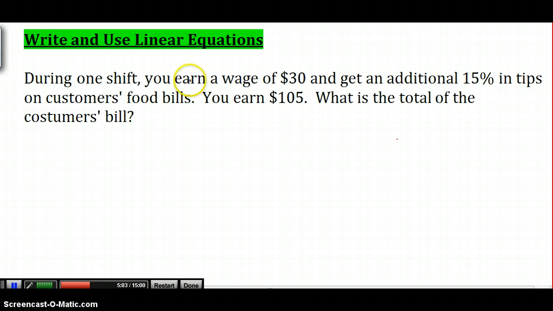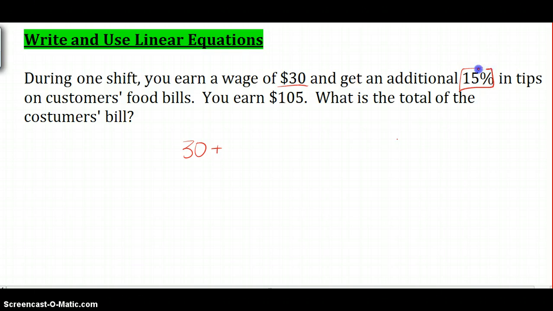Alright, so you know that no matter what, in the night, you earn $30. Straight up, that's what you earn, 30 bucks. On top of that, so added to that, you get 15% in tips that was off of the customer's food bill. So on top of this $30, you're going to earn 15%. Remember, 15% has a decimal, move it over 2 times. So 15% of whatever the customer's food bill was. So I'm just going to use B for bill. So you earn $30, and on top of that, so plus, you also earn 15% of the bill.